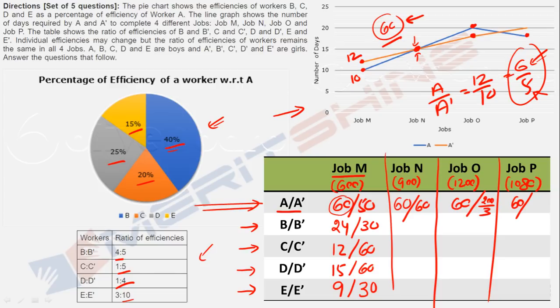Let's not worry about it. It's just one of the numbers. And let's go back to this last one, 1080, the job, and how much time does this guy A dash take? 20 days. So 1080 divided by 20.